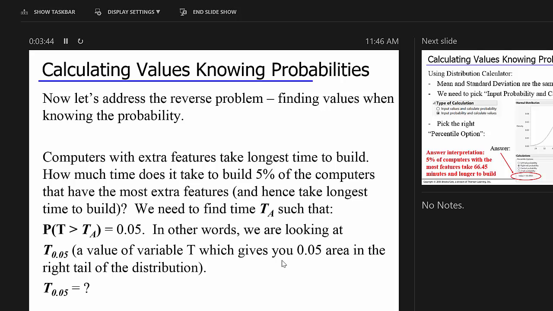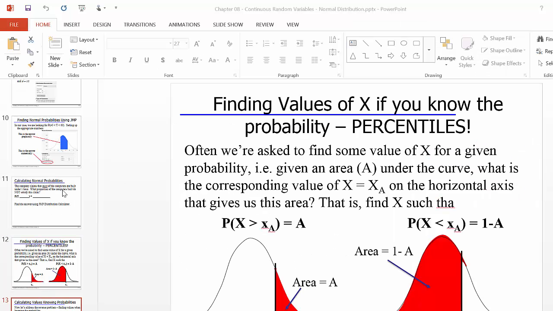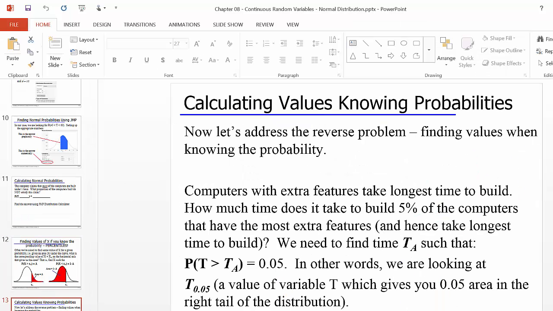And by the way, just a comment: what I'm looking for is the 95th percentile of the distribution, because 95% of the area will be to the left, lower than that, and 5% of the area will be to the right. So essentially, when I'm asking for the values, I'm talking about percentiles. Finding percentiles.